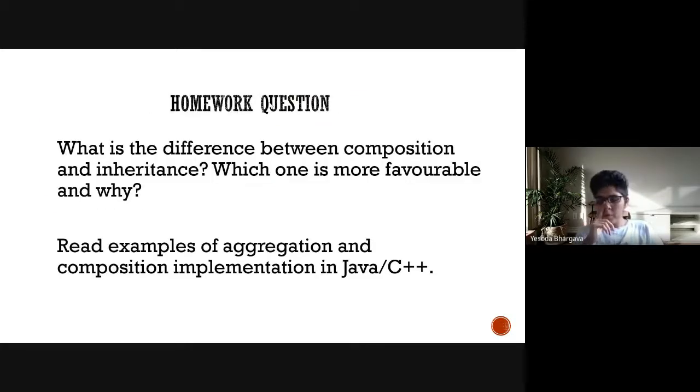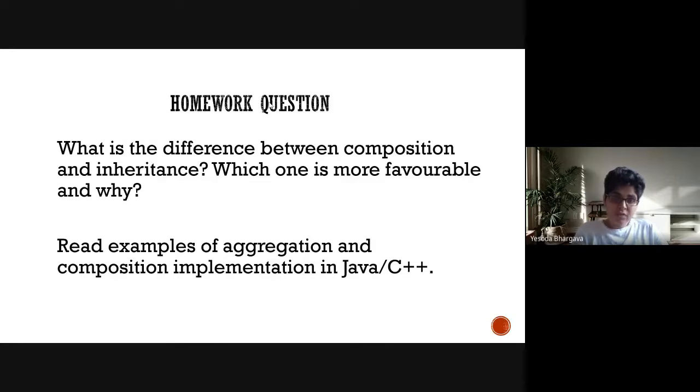So this is the homework question for all of you. Try to learn the difference between composition and inheritance. Normally, one of these practices or associations is more favored over the other. So try to understand the core difference between composition and inheritance and try to identify which one of these is more favorable when it comes down to coding and why.